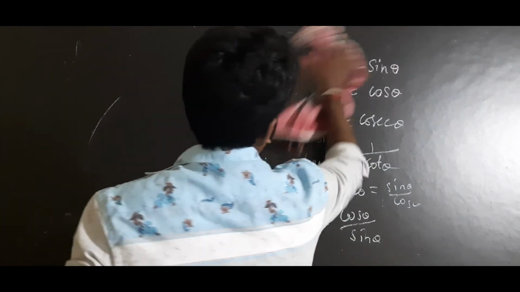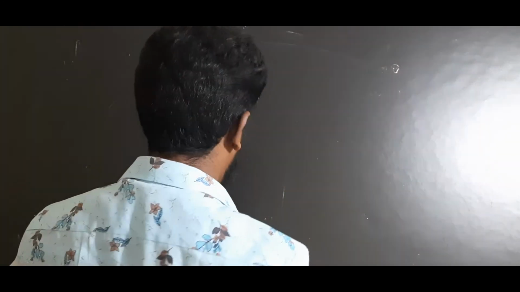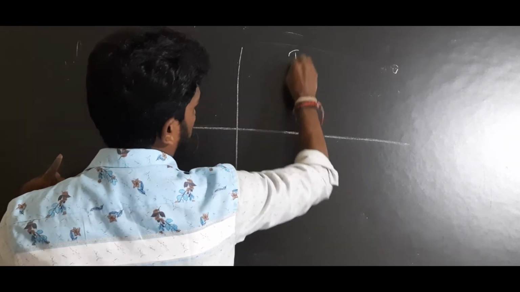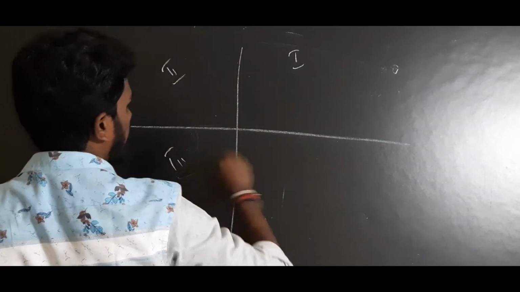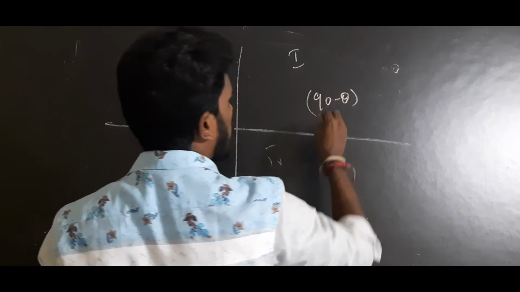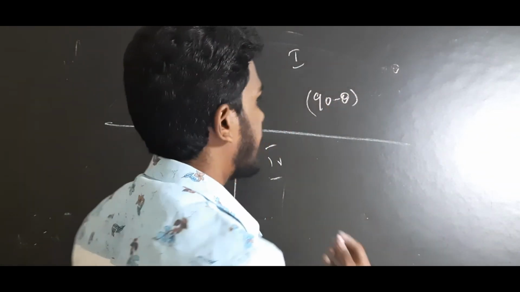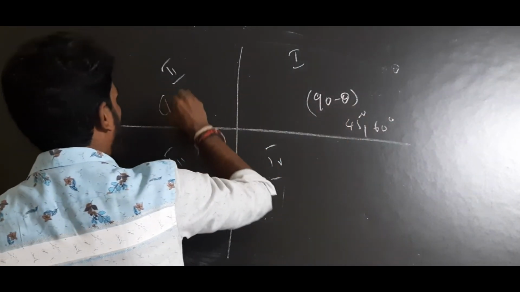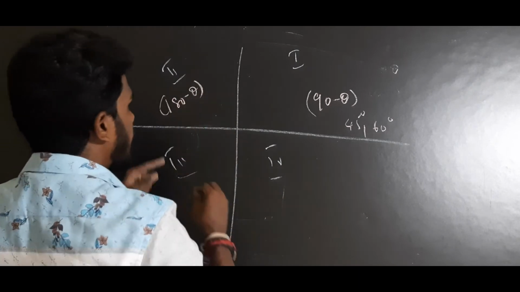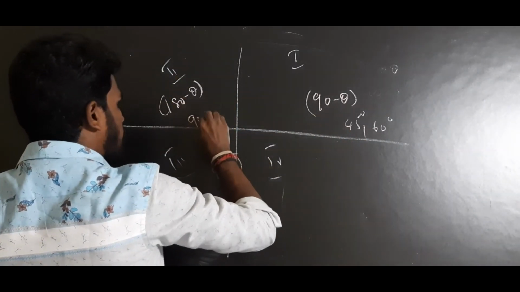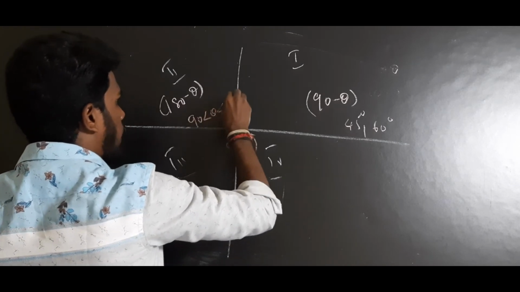So now I'm going to give you one tabular column so that anybody can have a quick reckoning on trigonometry. 4 quadrants: first quadrant, second quadrant, third quadrant, and fourth quadrant. Here it starts from 90 minus theta. So whatever the values of the angle below the 90, say 45 degree, 60 degree, all lie in this quadrant. Here 180 minus theta. It means more than 90 but lesser than 180.